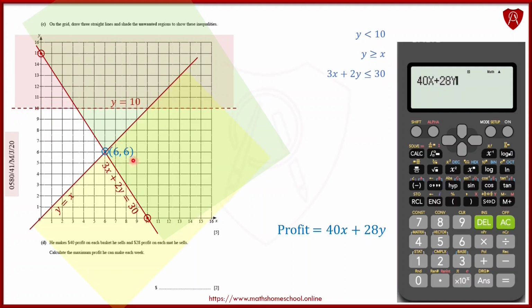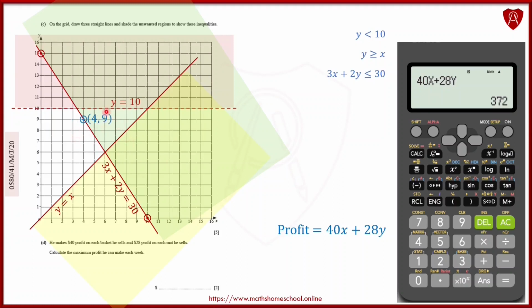How much profit would he make if he made 6 baskets and 6 mats? With this formula, we need to press calc and enter the value 6 for x, press equals, enter the value of y, and we get the profit would be $408. We can test another point. 3, 9. So again press calc, enter 3 for x equals, enter 9 for y equals. Profit of $372, which is less than what we got previously.